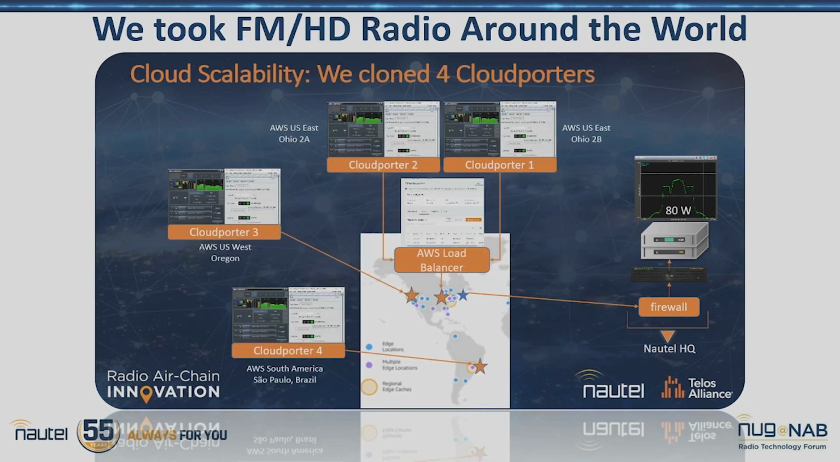Well, we had a little bit more fun after that. Now that we're all in a software-based air chain and we've been able to eliminate all of our hardware dependencies, we're simply able to clone our air chain into different portions of the AWS data center. So we had one in Ohio, two of them in Ohio actually, moved one into the Oregon data center, and just for fun, we moved one down to Sao Paulo in Brazil. So we had a system set up where all those four air chains were feeding our transmitter, but only one of them, of course, is active.